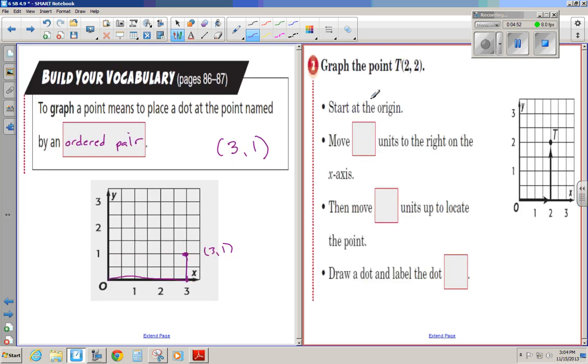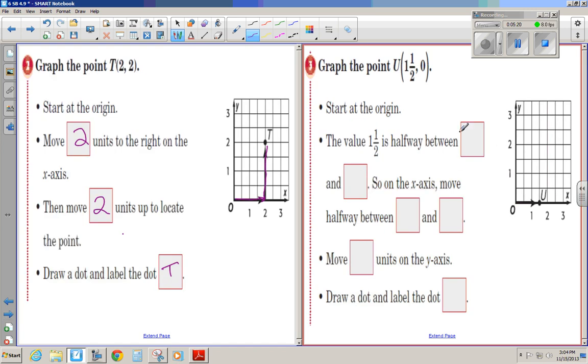So taking a look at this, let's plot 2, 2. So you're going to start at the origin, move 2 units to the right on the x-axis, then move 2 units up to locate point T. Draw a dot and label the dot T. So T is 2, comma 2.